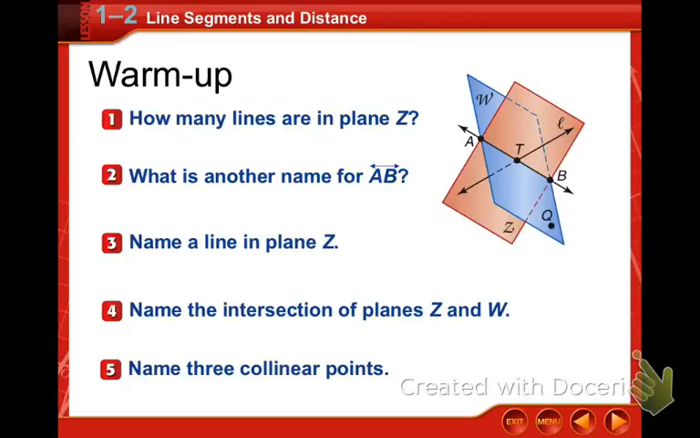How many lines are in plane Z? You can see line AB there, and we also have line L also in plane Z, so we have two lines in plane Z. What is another name for line AB?